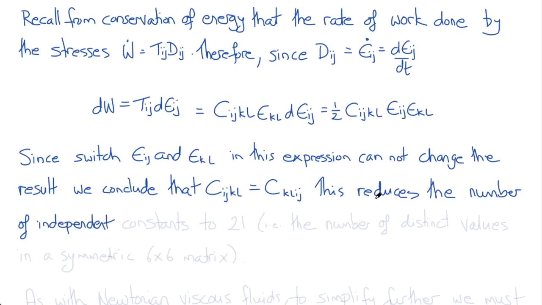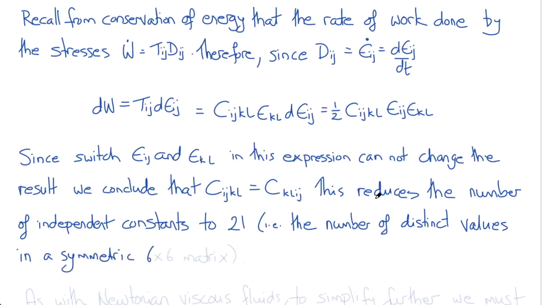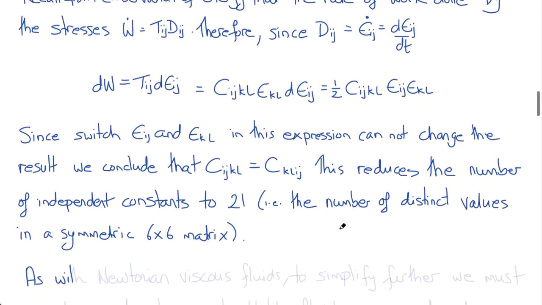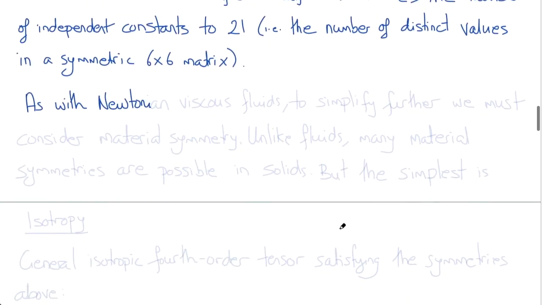So you can think again of that 6x6 matrix relating the 6 independent components of the stress to the 6 independent components of the strain, but now that's actually a symmetric matrix. So this reasoning is also true for the viscosity tensor Bijkl that we derived for linear viscous fluids.